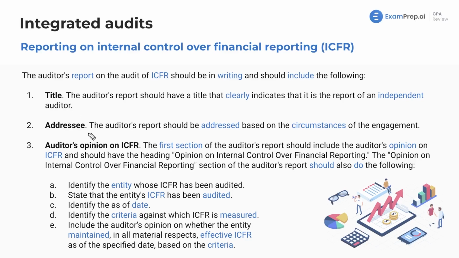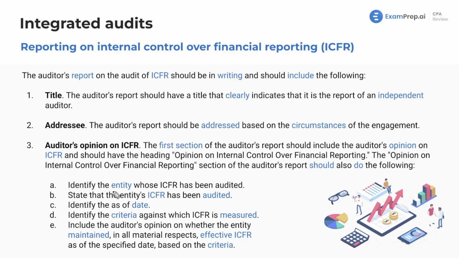Now, on the specific opinion, the first section should include the auditor's opinion, quite clear and prominent. It's the culmination of everything. It's what we're here to do, to provide that opinion. And we should have the heading "Opinion on Internal Control over Financial Reporting." Super creative, I know.